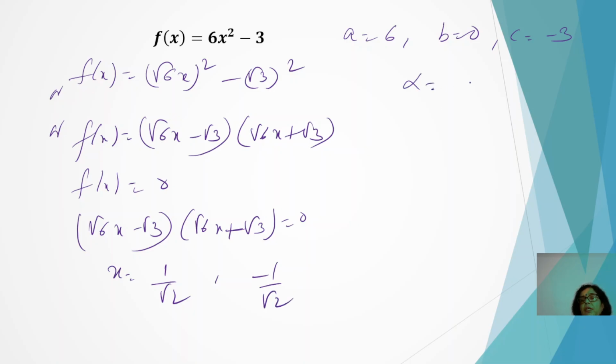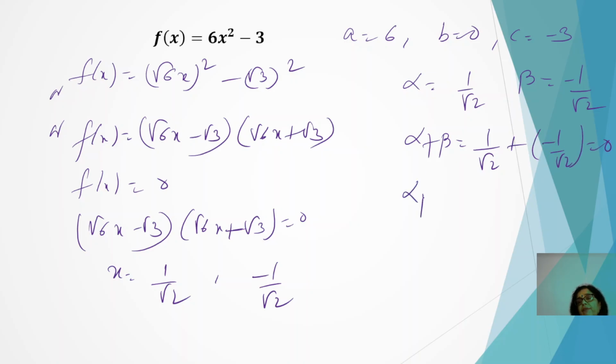So alpha is equal to 1 by root 2 and beta is equal to minus 1 by root 2. So alpha plus beta is equal to 1 by root 2 plus minus 1 by root 2, that is 0. And alpha beta is equal to 1 by root 2 into minus 1 by root 2, that is minus half. So sum of the zeros is 0 and product of the zeros is minus half.